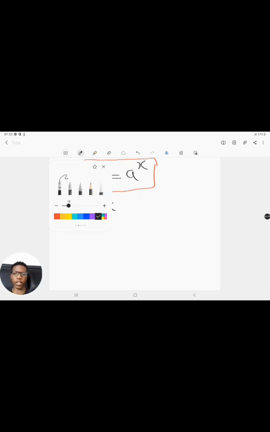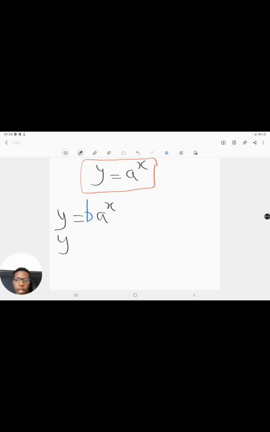But instead of just having it like that, what if I've got b there? Let me write it nicely: b times a to the power of x. This is the first form that we are going to consider. What's going to happen if we've got y equals b times a to the power of x? Now, the third form that I want us to consider: we still take the original form, y equals a to the power of x.